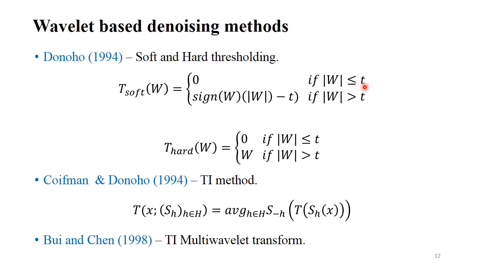We are going to have a threshold value. The modulus of the wavelet coefficient is compared with that threshold. If it is less than or equal to the threshold, make that coefficient equal to 0. If the modulus of the wavelet coefficient is greater than the threshold, then shrink it by the value of the threshold. That's why it is a kill or shrink process.